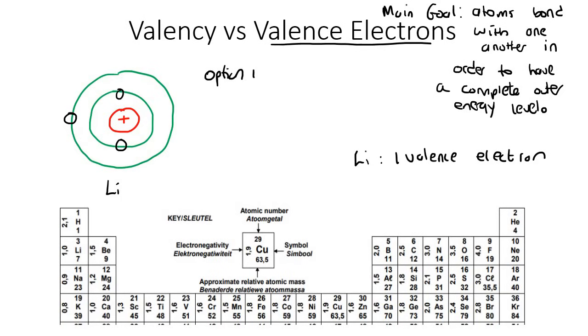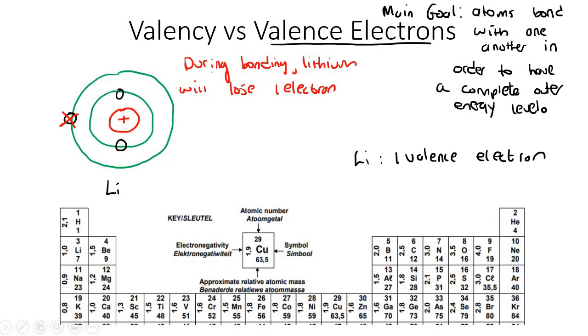Option one, I'm actually not going to go over that because we spoke about that in the previous lesson. But what we learned is that it's easier for lithium to lose this electron instead of trying to fill up the rest of this with 7 electrons. That's not what's going to happen. So lithium would not add those 7 electrons. What we learned in the previous lesson was that lithium would rather get rid of one of its electrons. So let's say here, during bonding, lithium will lose one electron.